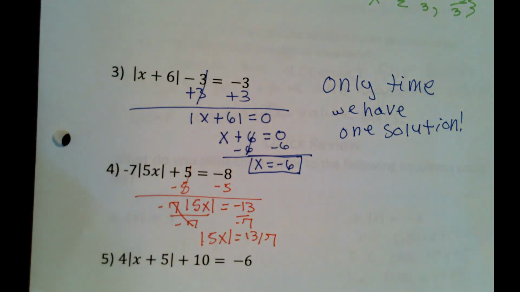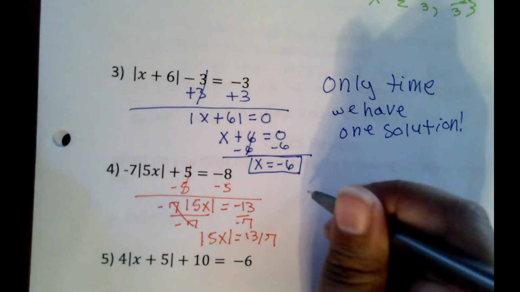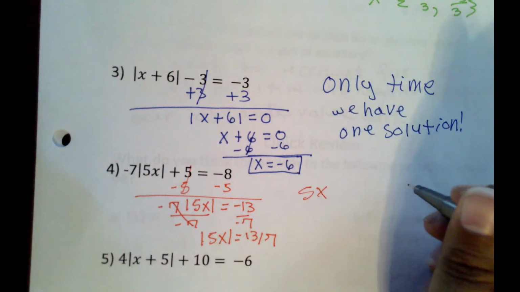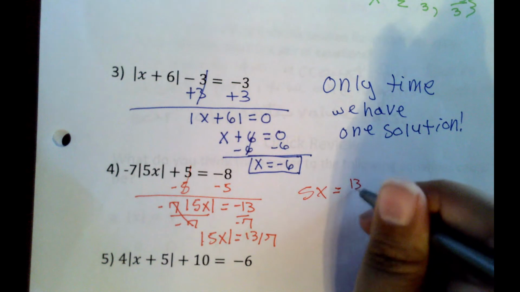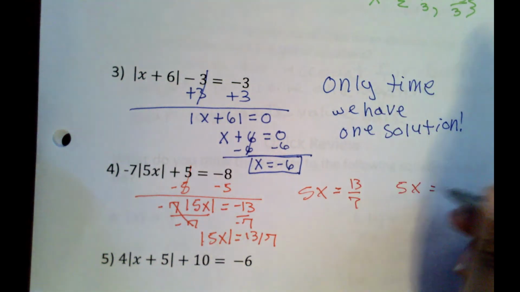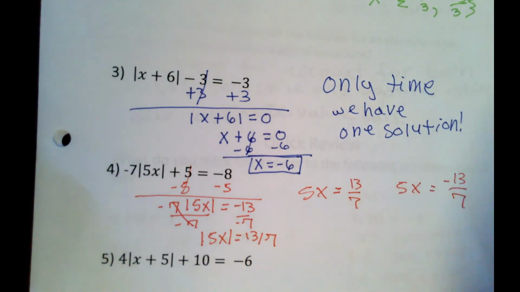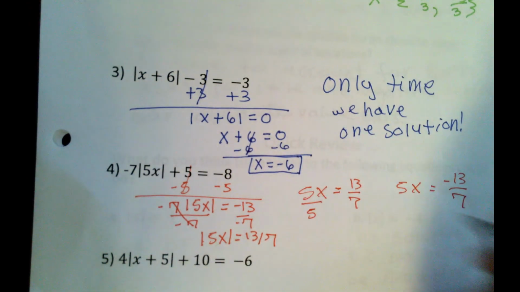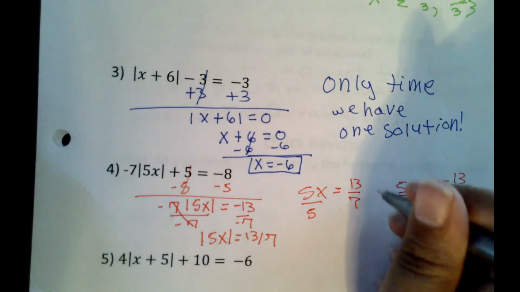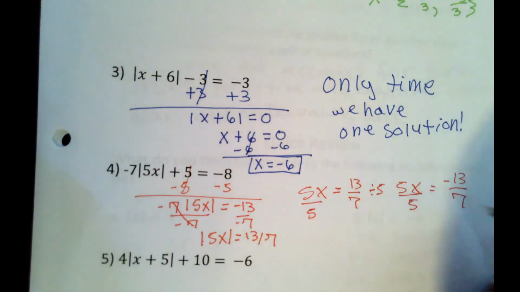We follow the same steps. Pull your 5x out twice. 5x, make it equal to a positive and a negative 13 over 7. We are going to solve this the exact same way. You have to divide by 5 on both sides. Just because this is a fraction does not mean we do not divide by 5.